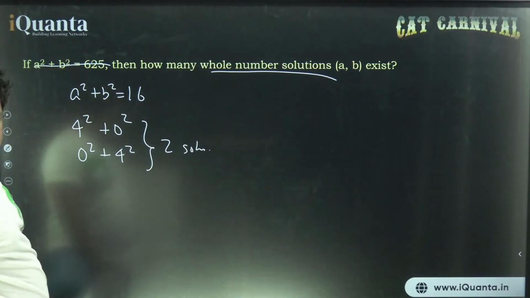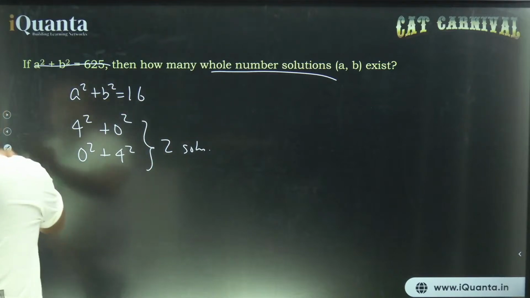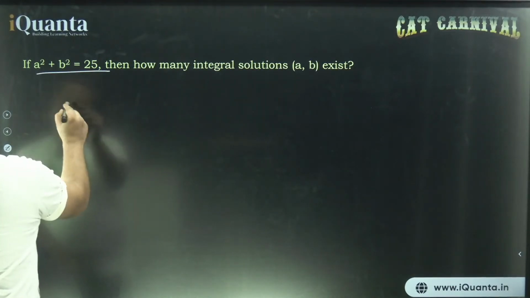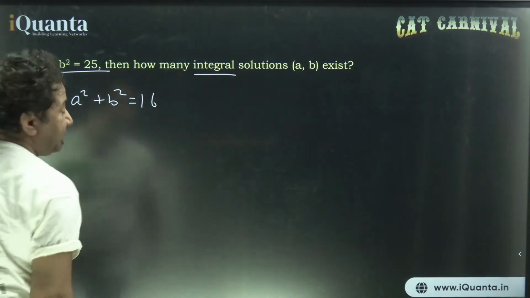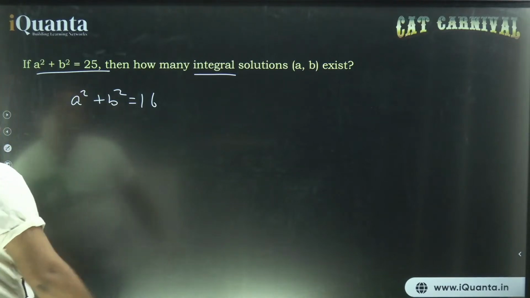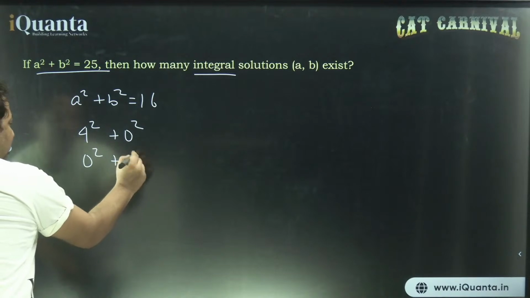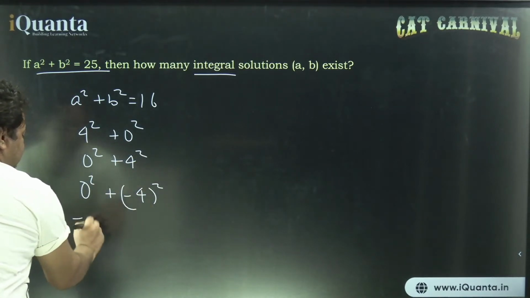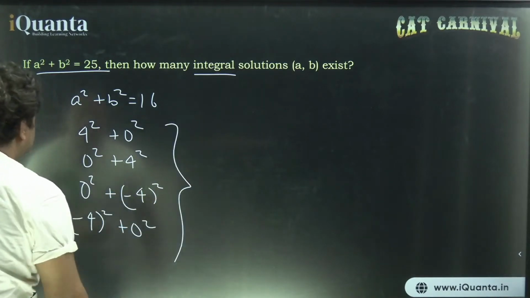Yes or no? That's right. That is for whole numbers. And for integers, if I replace it by the same thing, how many integral solutions can we have? 4 square plus 0 square, 0 square plus 4 square, 0 square plus square of minus 4, square of minus 4 plus 0 square. Here we have 4 different solutions.